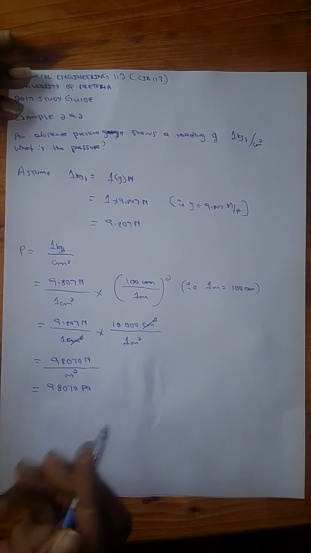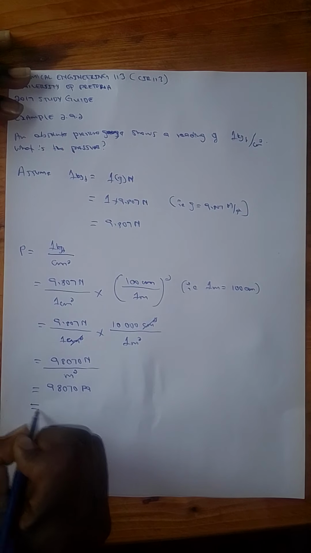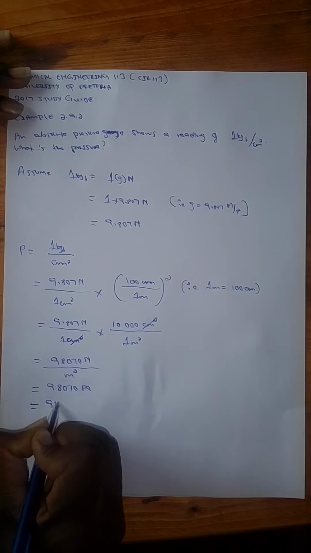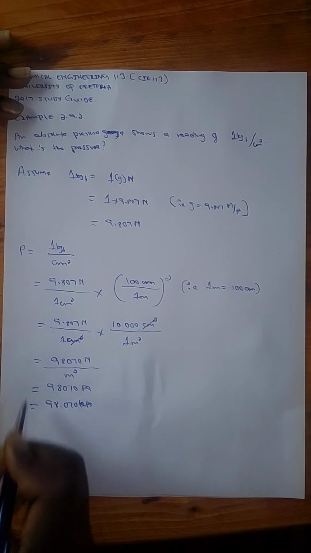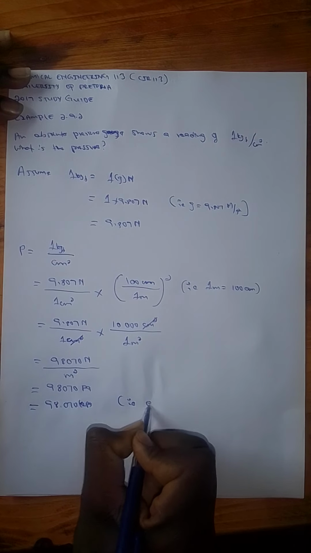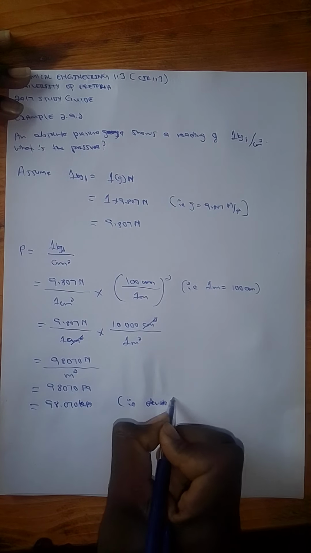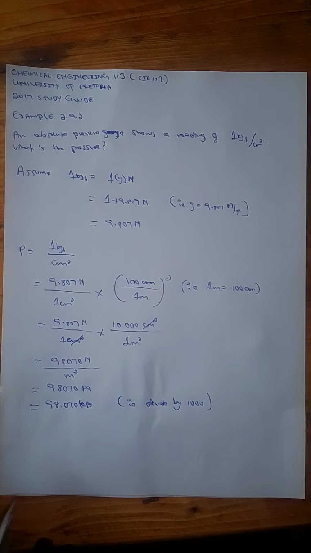Now to make it easy, we can divide by 1000 and put a k here and call it kilopascals. So it equals 98.07 kilopascals. That's when you divide by 1000. So that is actually our final answer. It's actually 98.070 kilopascals. So that is actually the pressure that they're asking for here.